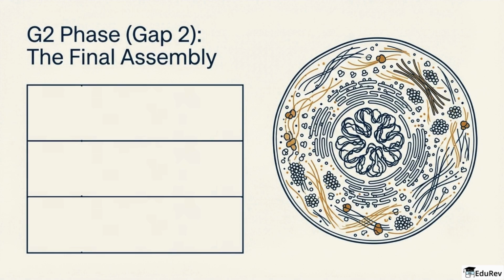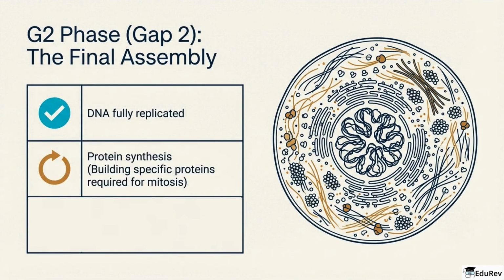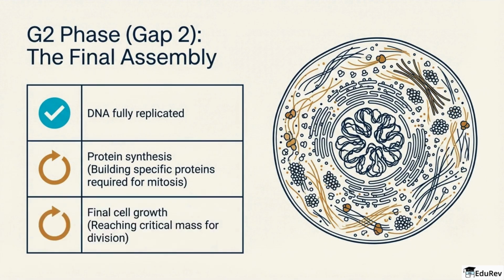The G2 phase is the final assembly zone. DNA is already fully replicated, and the cell now synthesizes proteins needed for mitosis. It also completes final cell growth and reaches the critical mass needed for division. So G2 is not a second copy phase. It is the preparation phase for the actual mitotic event.